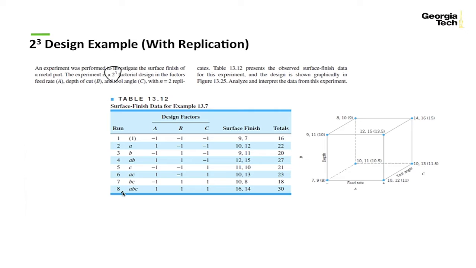So we have 8 treatment combinations, and we repeat the experiment twice. So 9 and 7 is for the first factor, and so on and so forth. As you can see, we have total values here. And this is the cube related to this experimental design, with the individual experiments and the average in parentheses.